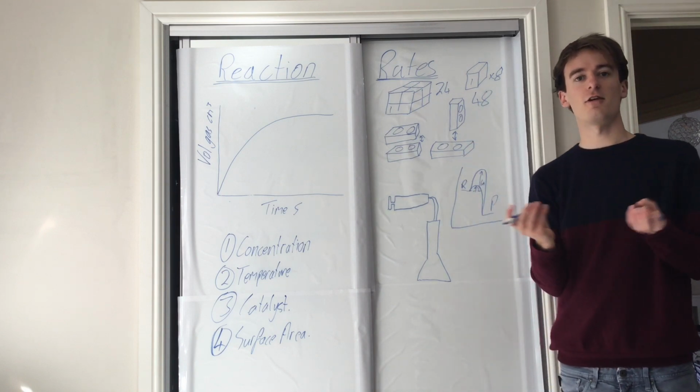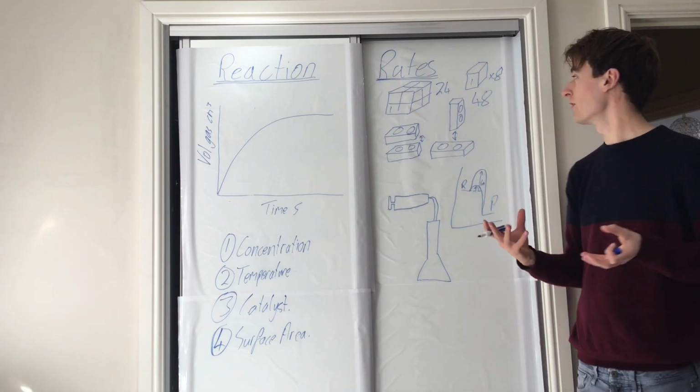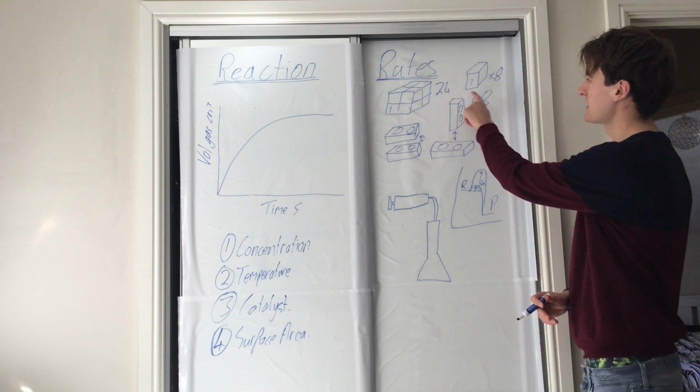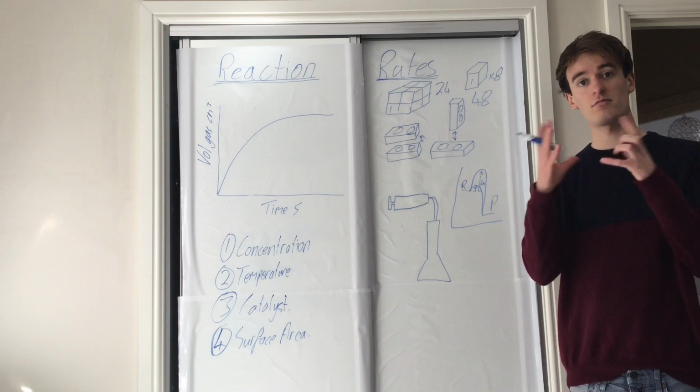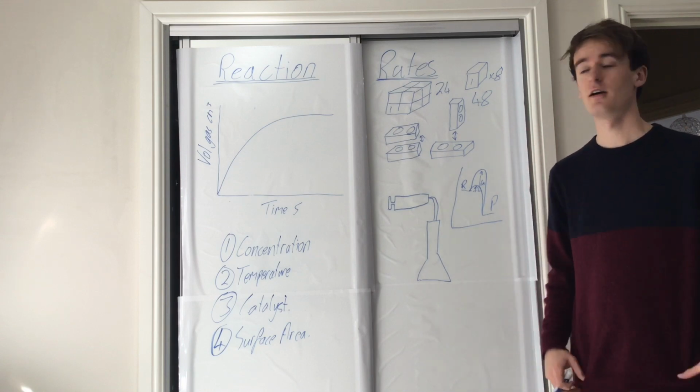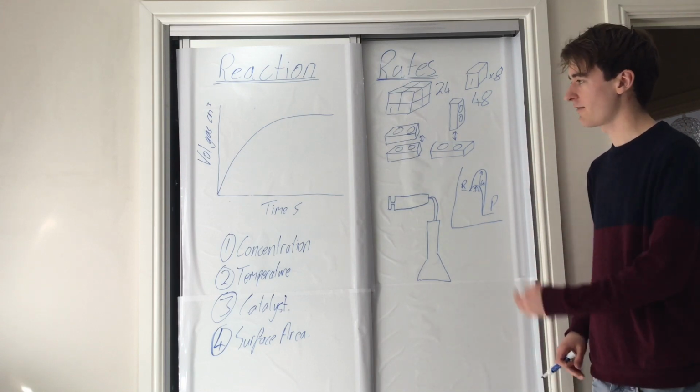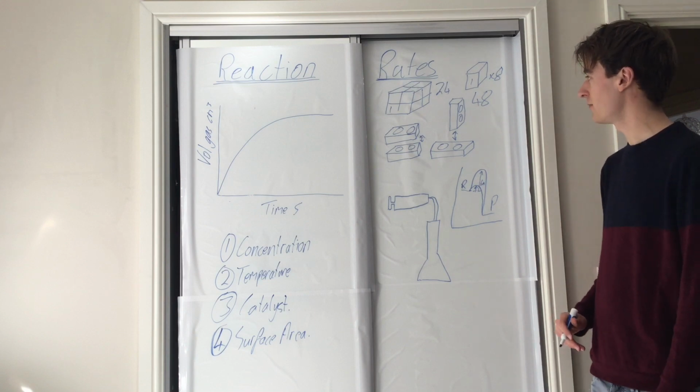A higher surface area means more collisions between reacting particles, and as we can see, as I crush something up and make it smaller, I expose that inside surface area to allow it to react, so I get a faster rate of reaction if I crush something up.